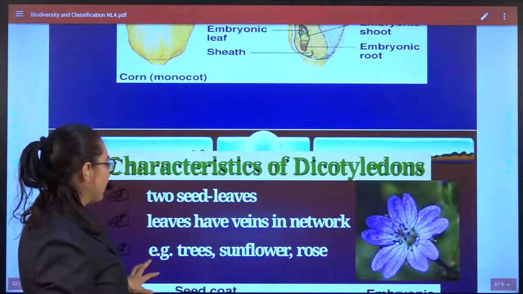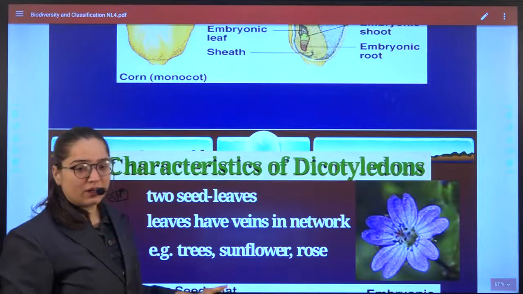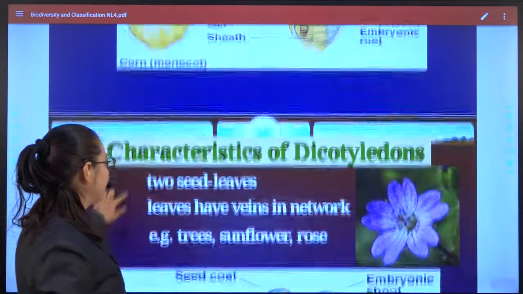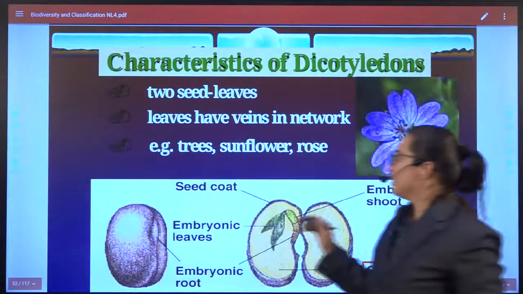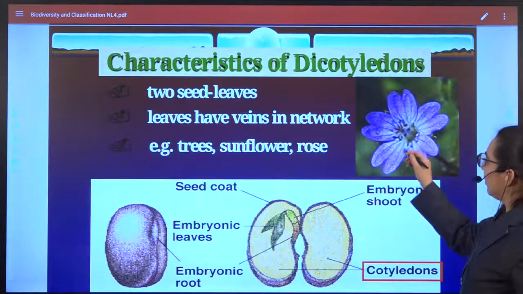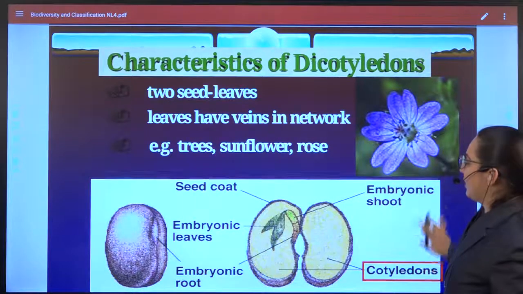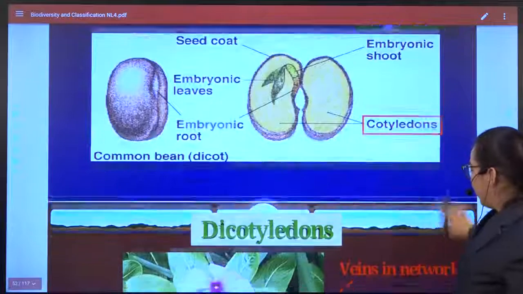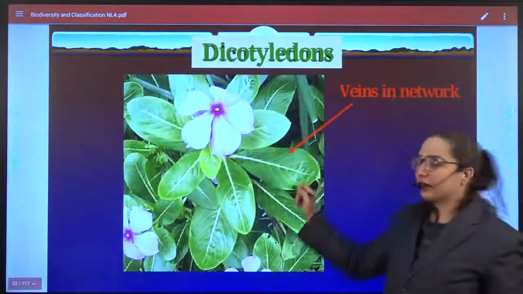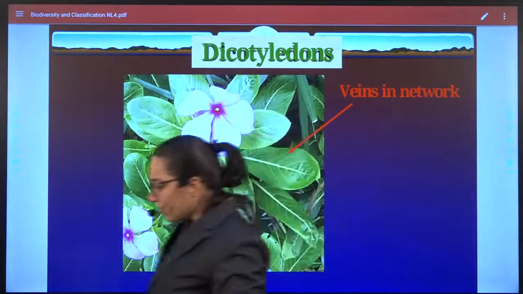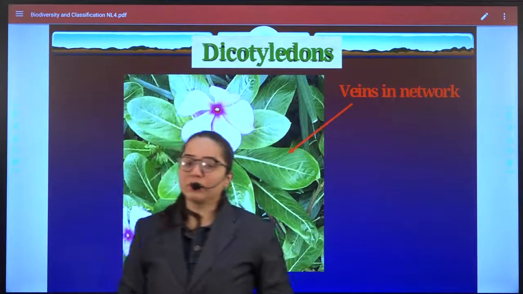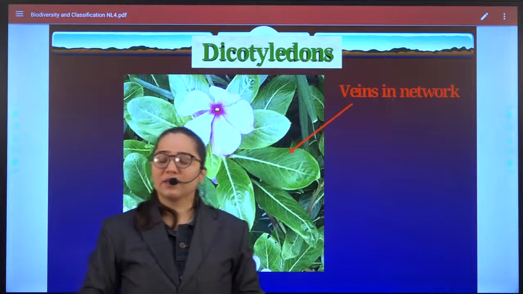If we talk about the dicots, they have two seed leaves. The leaves have veins in a network. Examples are tree, sunflower, and rose. If we talk about their leaves, they look like this, articulate ones. We've already discussed the difference between the monocot and dicot.